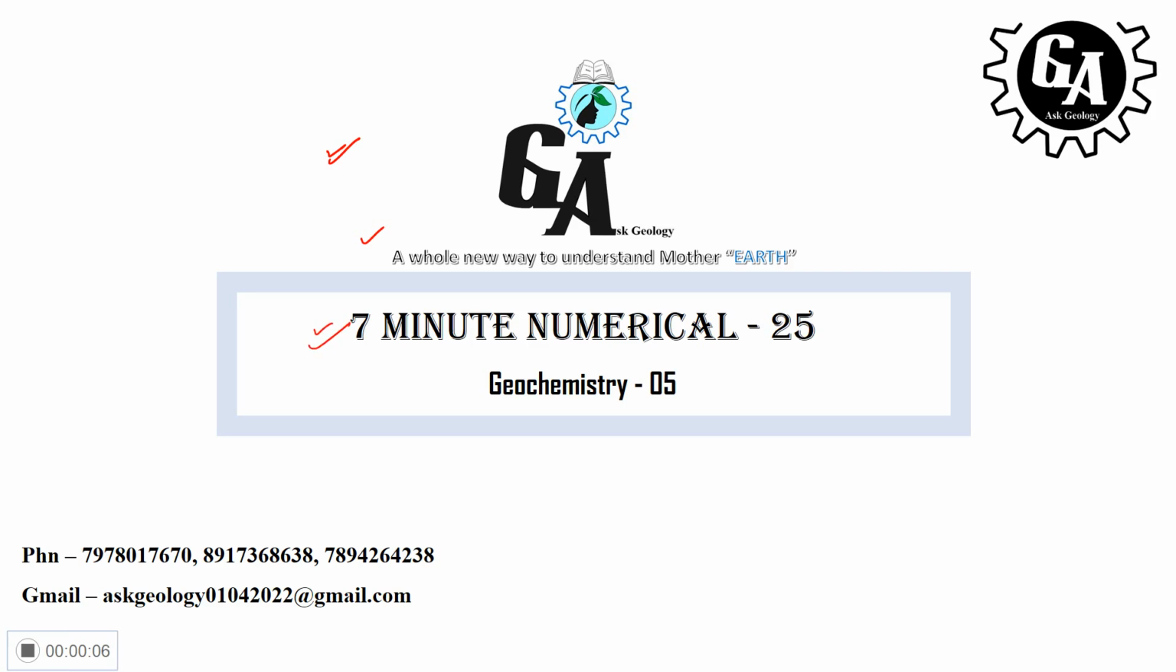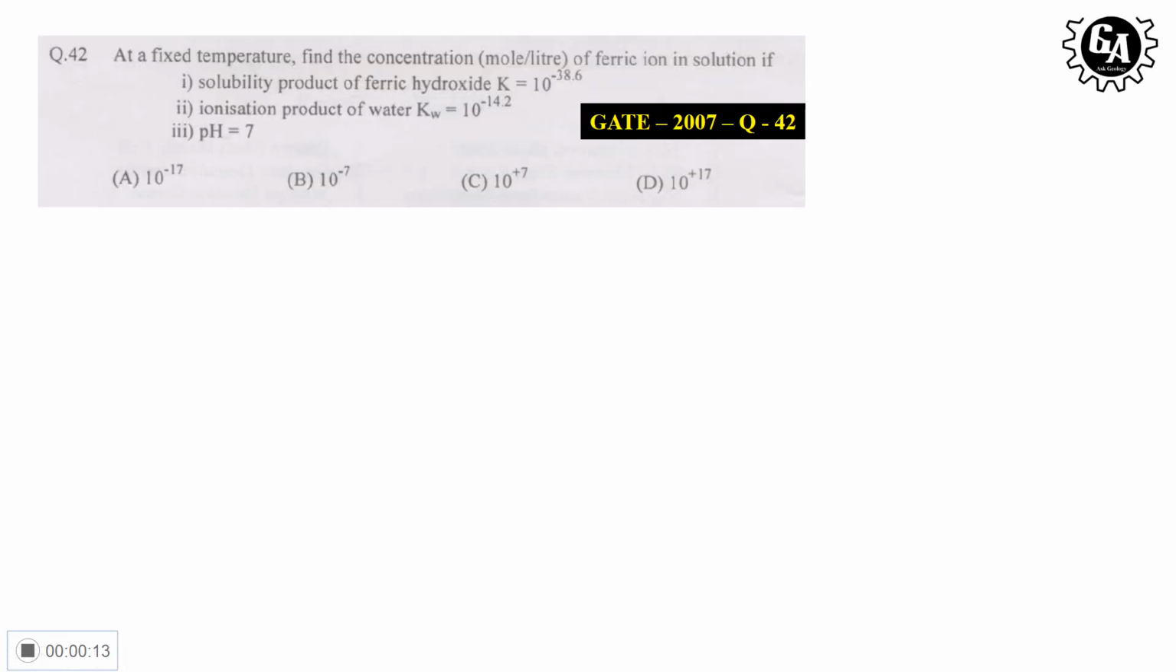So, in today's 7-minute numerical, we are going to discuss one question related to geochemistry. This is an important question asked in GATE 2007, question number 42. The question is asking: at a fixed temperature, find the concentration of ferric ion in solution if the solubility product of ferric hydroxide is given, the ionization product of water is also given, and pH is also given.